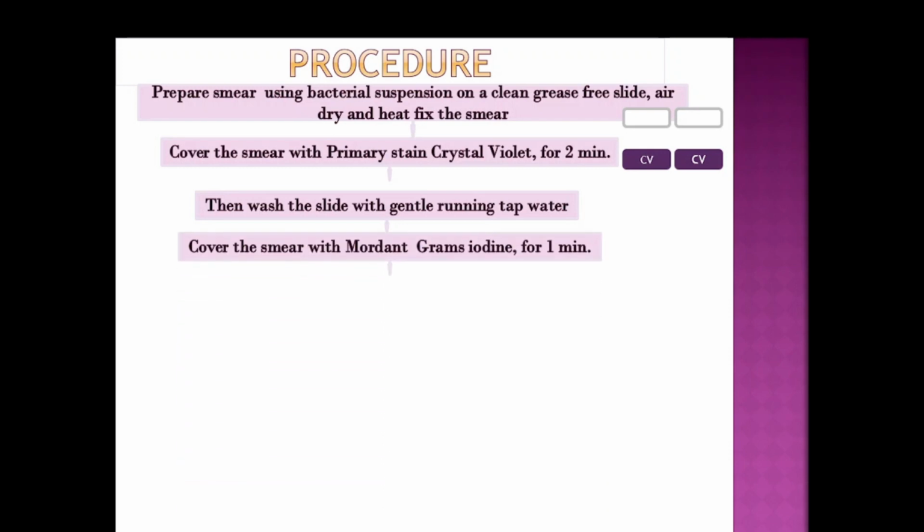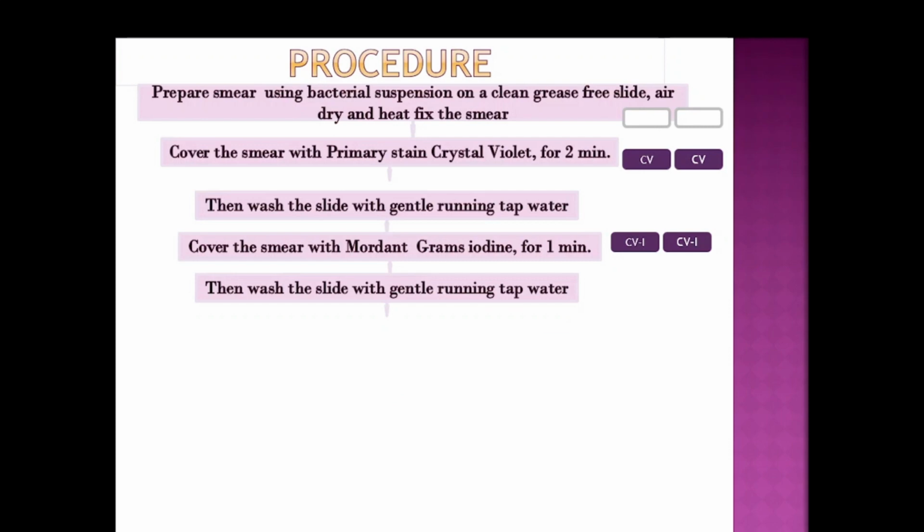After that, cover the smear with mordant gram's iodine for 1 minute. After this 1 minute, all the cells present on the smear were violet in color. Gram's iodine forms a complex with the primary stain crystal violet. It is called the CVI complex, that is, the crystal violet iodine complex.